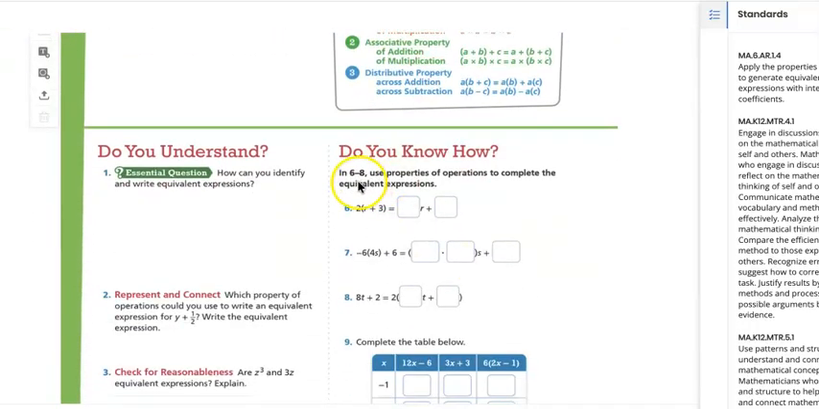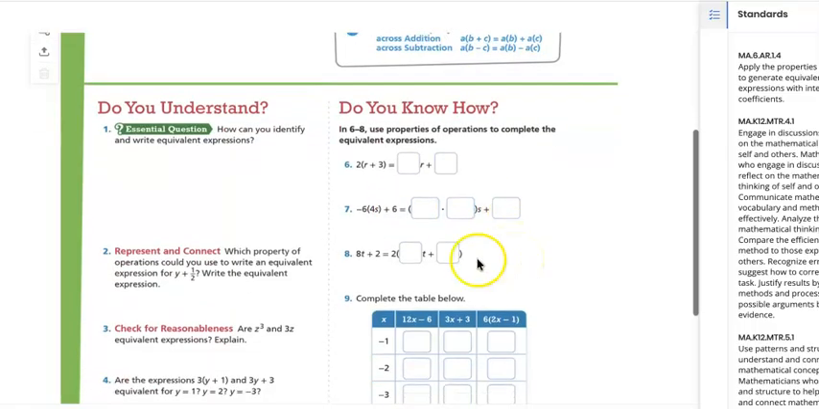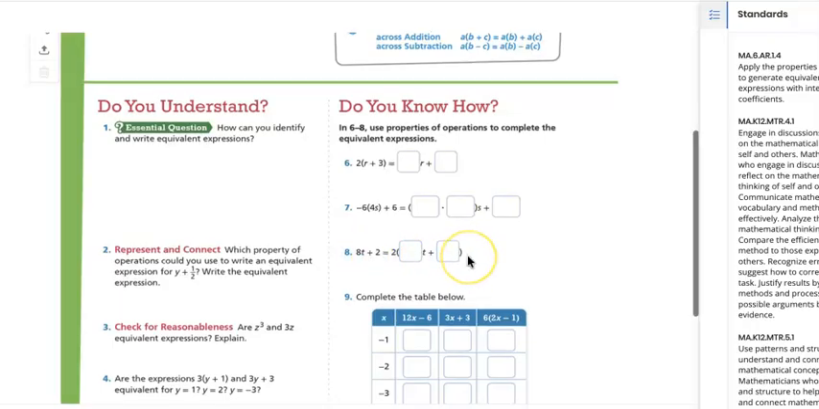190. For number 6 through 8, use the property of operations to complete the equivalent expressions. So do your distributive, share out 2 to everything on the inside. Here you're going to share out -6 to this and put the answer here. -6 to this, put the answer here. And then bring this over because you're not distributing it, so just bring it here. This one you're going to pull out. They're pulling out 2. So 2 goes into 8 how many times? And then 2 goes into itself how many times?